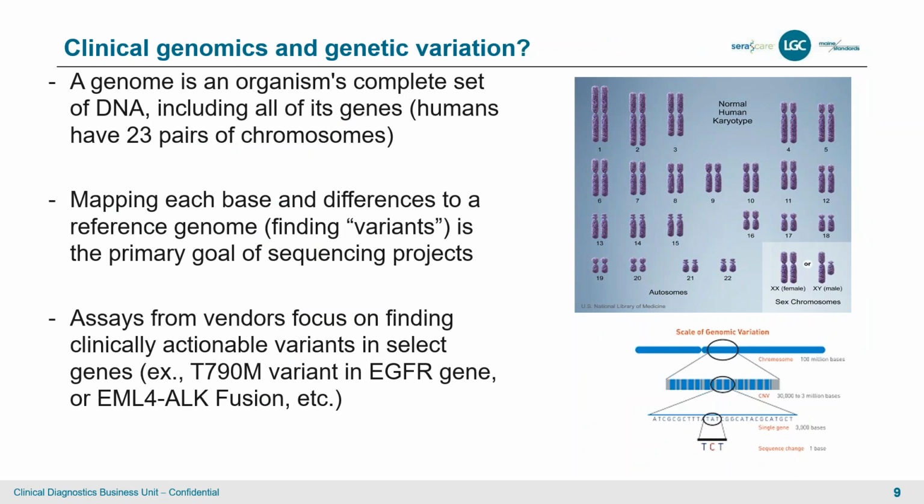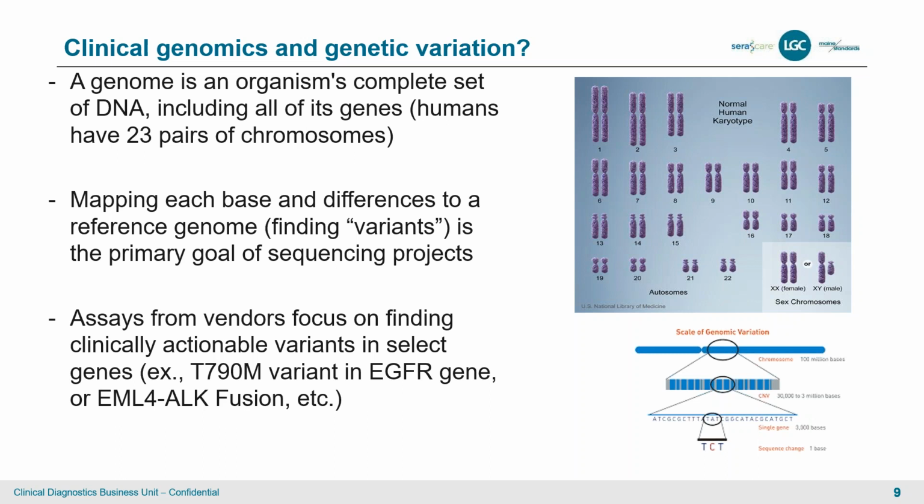So I know most of the audience here is familiar with NGS, but I wanted to give you this perspective, right? We obviously know that the genome is the complete collection of our 23 pairs of chromosomes. There's 3 billion base pairs, right? So think of that for a second. There's a massive amount of information hiding in our genomes. And the idea with all of the sequencing projects around the world is to map each base. And the key thing is to find that difference to a reference genome, right? Hunting for variants is the primary goal of sequencing projects, right?